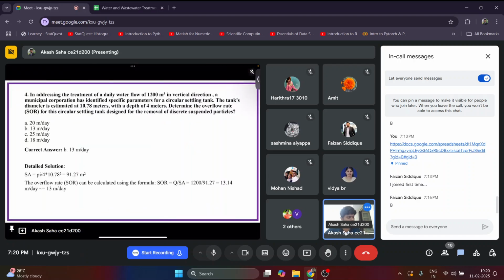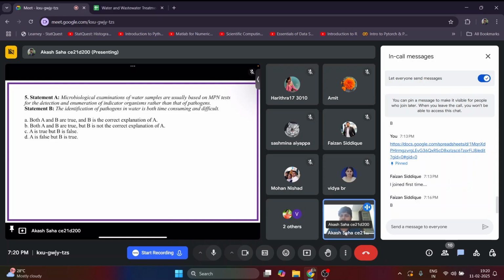So the same thing, detailed solution is given here. Next question. Microbiological examinations of water samples are usually based on MPN tests for the detection and numeration of indicator organisms rather than that of pathogens. So this is statement A.